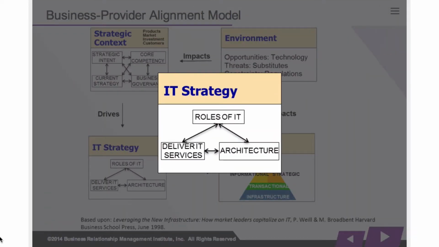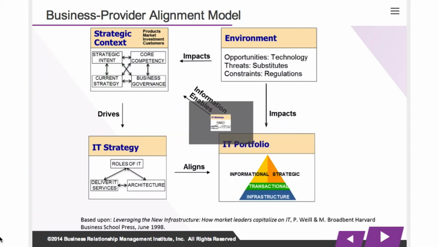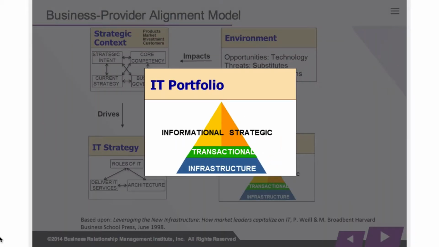The IT strategy is driven by the strategic context of the business. It articulates how the provider will enable its business partners to achieve their objectives. It derives from answers to questions such as, what business outcomes must we support? What services must we offer to support those objectives? What architectures should we adopt? What capabilities will we need? In this context, the IT portfolio describes the total investment in IT. It includes all technology, services, people, and capabilities. This investment should be aligned with a chosen IT strategy.